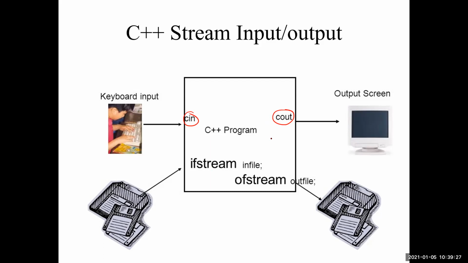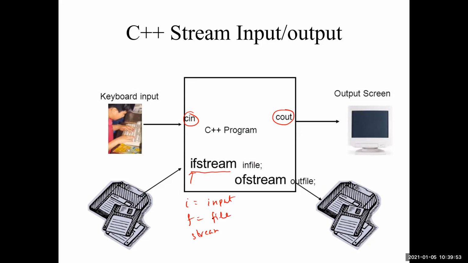But when you have to read data from a file, you will use something called ifstream. What is this ifstream? I stands for input. F is for file, and stream we have already discussed. You are already familiar with iostream, which is input output stream.